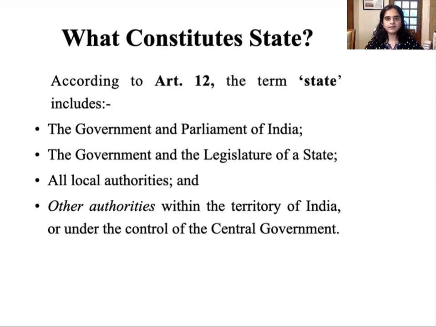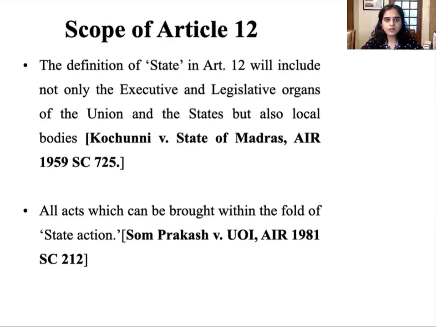With this, we now move on to the important aspects of various judicial precedents which have seen how Article 12 has expanded and what constitutes state. The definition of state in Article 12 will not only include executive and legislative organs of the Union and states, but also local bodies. This brings us to the case of Kochuni versus State of Madras, wherein the provisions of the Marumakkattayam Act were challenged before the court.